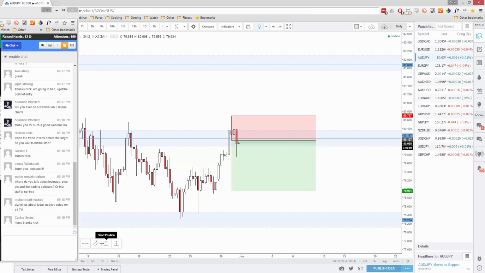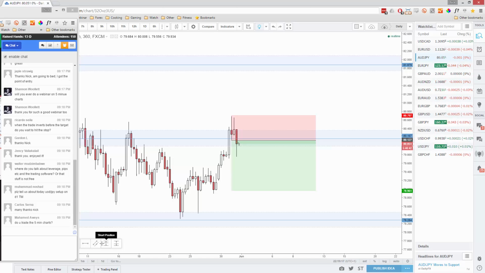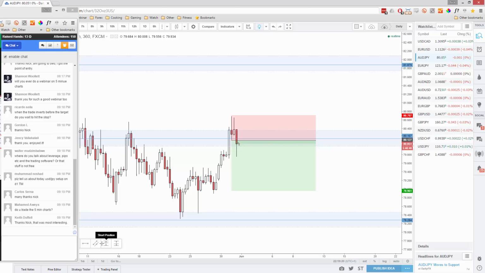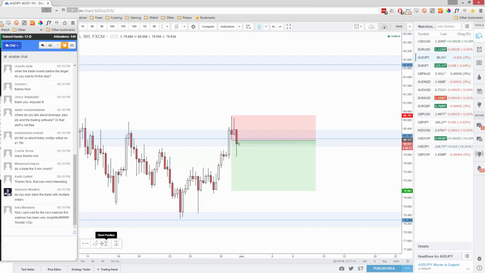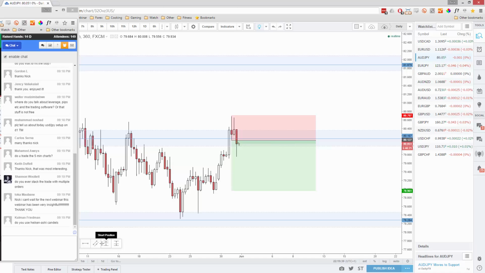When the trade inverts before target, do you wait for it to hit stop? Oh, right. When I trade retraces, no, not often. Usually I pull out early. I tend to exit my trades early. Trading is about minimizing your losses and maximizing your gains. And waiting for a price to hit your stop every time is generally not the best tactic. Minimizing your losses by exiting early is generally a good thing if you know how to do it right, which is what we'll be discussing in the next webinar.